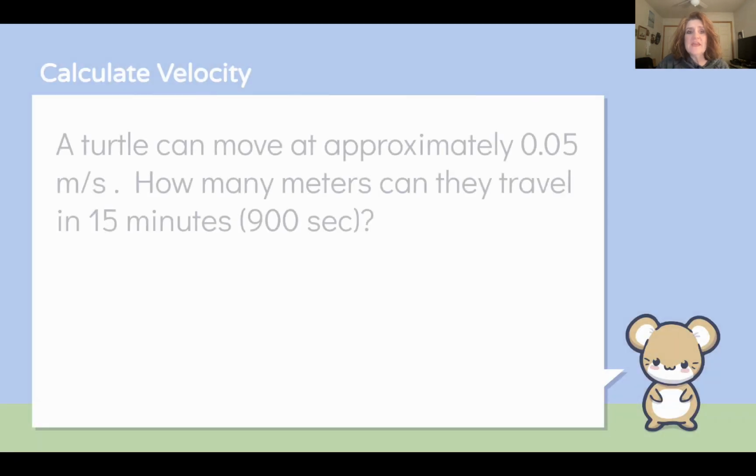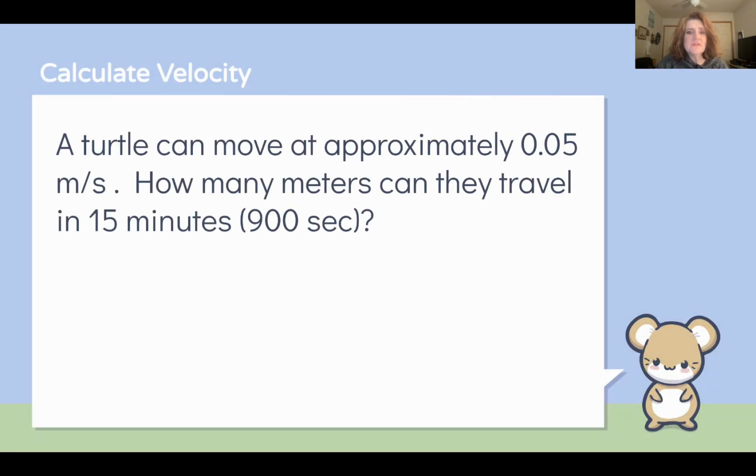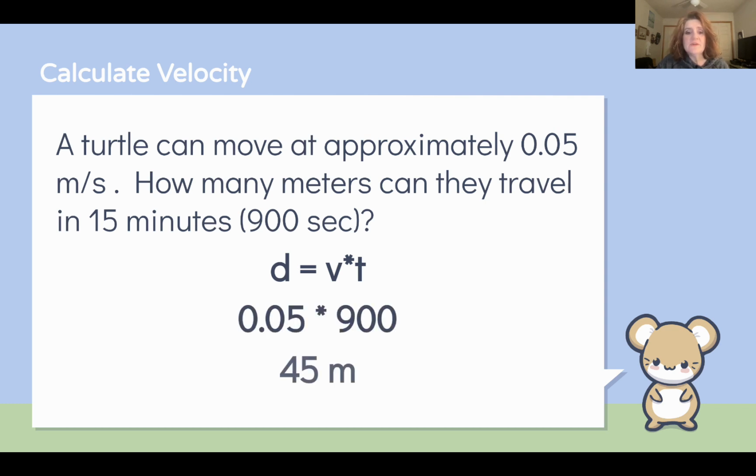You're also going to have to calculate velocity. A turtle can move at approximately 0.05 meters per second. So how many meters could they travel in 15 minutes or 900 seconds? If distance is velocity times time, 0.05 times 900 is 45 meters. They could move 45 meters.